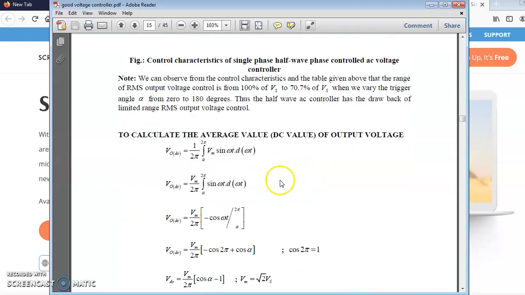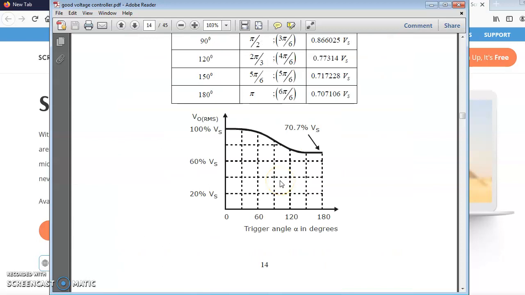Go through the single phase half wave voltage controller and the single phase full wave voltage controller. Tomorrow I will take the 3-phase voltage controller, and then the cycloconverter, which will be the last topic for this chapter. Any doubts you can ask on WhatsApp.